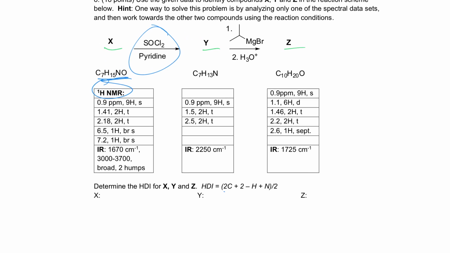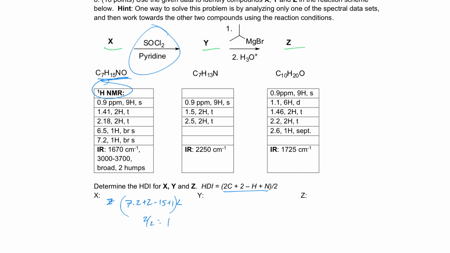And so I gave you the formula here because I can never remember how the N plays a role. This should have been pretty straightforward for most students. 7 times 2 plus 2 minus 15 plus 1, all over 2. 14 plus 2 is 16, minus 15 is 1, plus 1 is 2, over 2 equals 1.